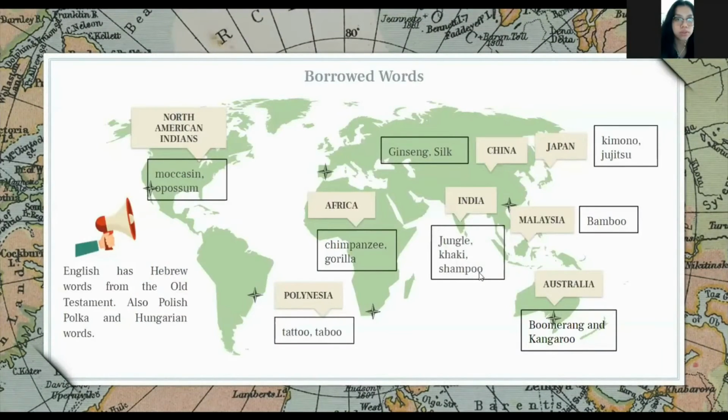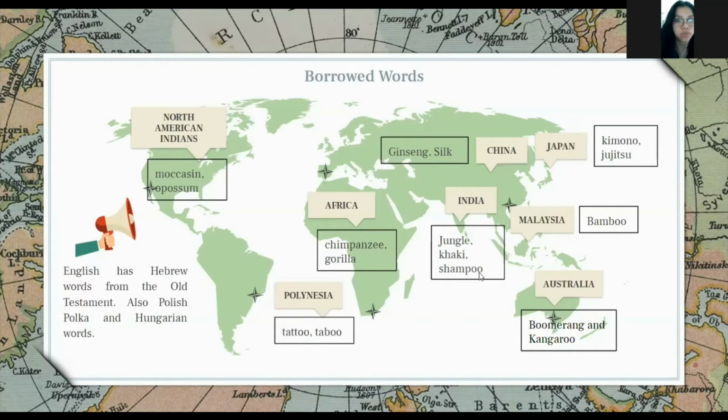Now I'm going to talk about borrowed words from other parts of the world. First we have Indian and Malaysian words. These words usually have the combinations PH, KH, and EAU in the root of their words, meaning that these words are not from English, but rather they come from borrowed countries. So words like jungle, khaki, shampoo, and bamboo are not native. From China and Japan, we have words that are related usually to food, medicine, and clothes. So we have words like ginseng, silk, kimono, jujitsu, and geisha.